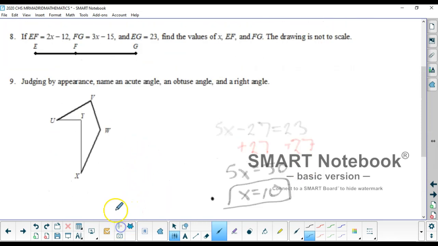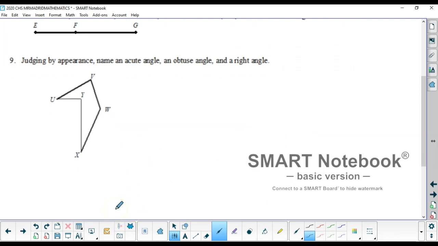Let's see here. All right, I guess we can make this the last one. Judging by appearance, name an acute angle, an obtuse angle, and a right angle. Okay. So let's get creative here. We'll start off with acute, right? Less than 90. We can say definitely less than 90, it's like X.